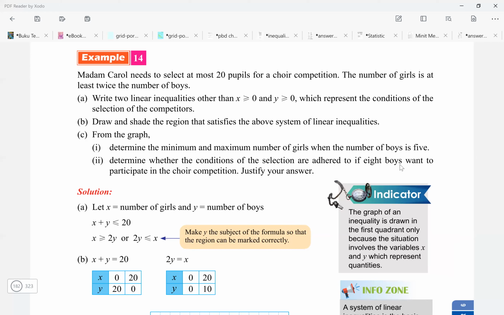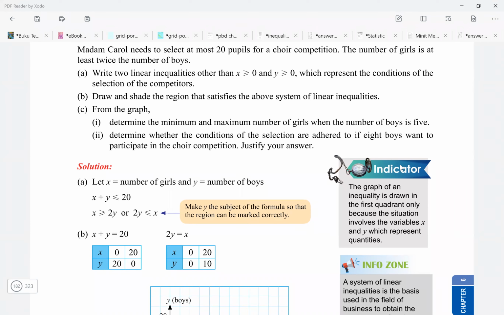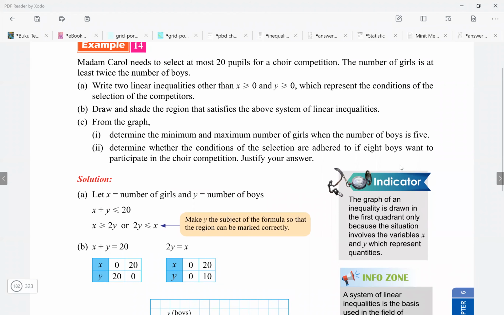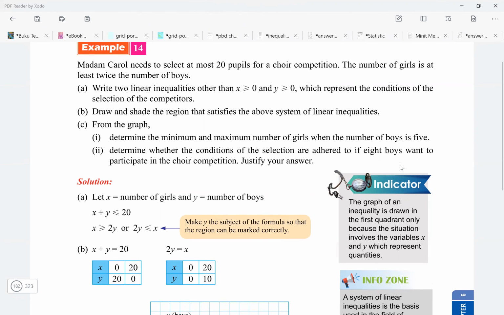The second one, you need to draw and shade the region that satisfies the above system of linear inequalities. From the graph that you draw later, you have to determine the minimum and maximum number of girls when the number of boys is 5, and then determine whether the condition of the selection is adhered to if 8 boys want to participate in the choir competition. Justify your answer. To answer this, you first need to draw two linear inequalities.